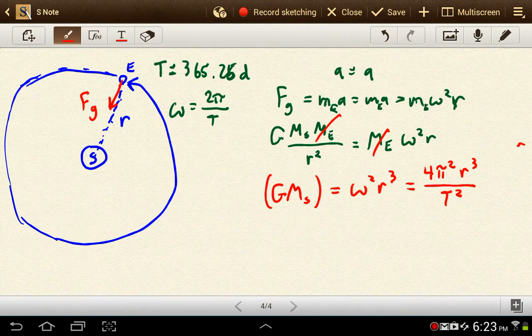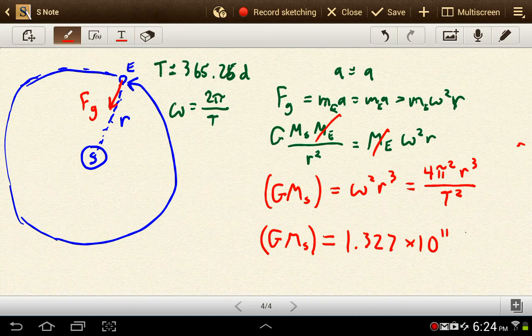Okay, so GMS is going to be, well, it's a huge number. Now I have to count the number of digits. GMS is going to be 1.327 times 10 to the 11 meters cubed per second squared. And so that was one thing we wanted from this problem.